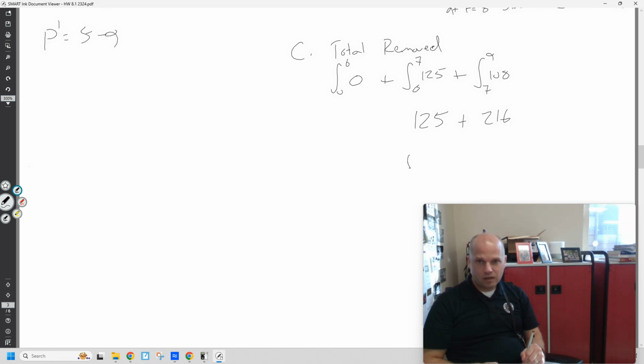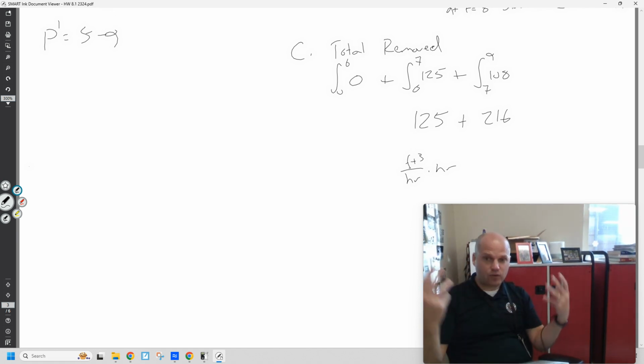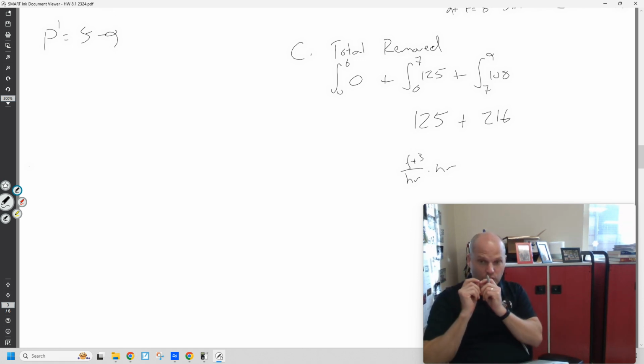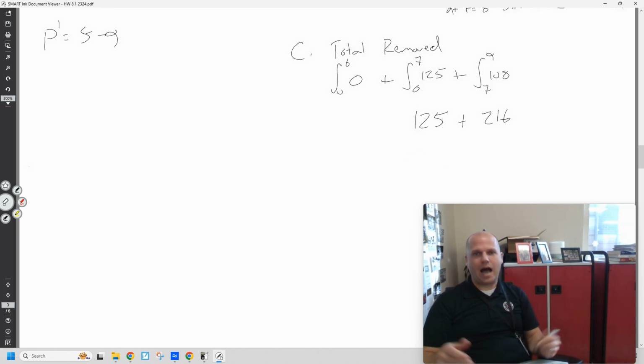Cubic feet per hour over hours. We only need the accumulation function when our rate is changing, and it's hard to splice it up into a lot of cubic feet per hours over tiny little amounts of hours and add those up. So that's kind of what I would be looking for.